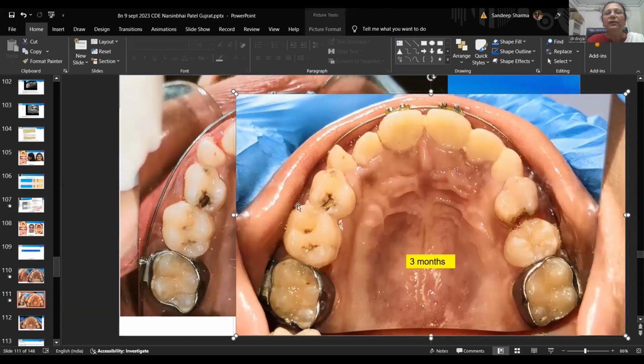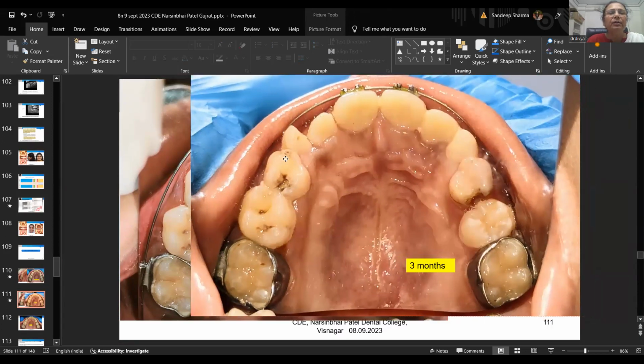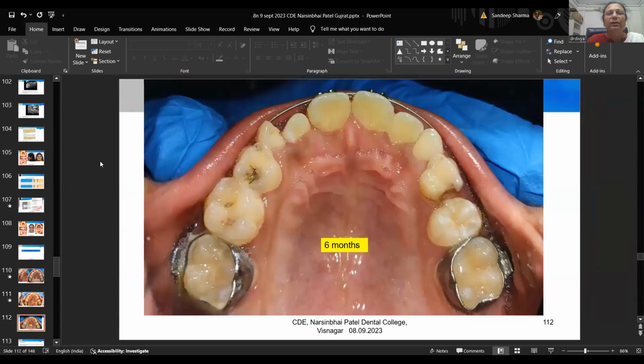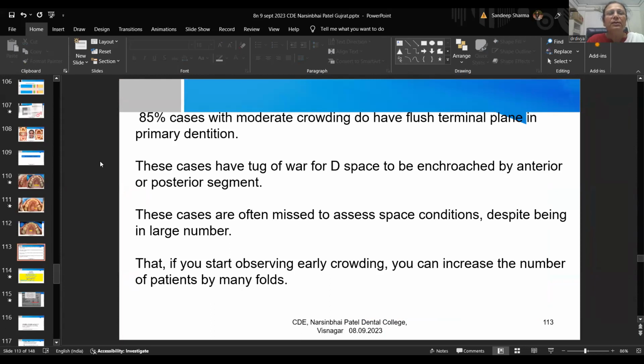And 2x4 itself is acting as a space maintainer. There is no need to give the palatal space maintainer. So this is 6 months. It is corrected by itself. So 85% of the cases with moderate crowding do have flush terminal plane.